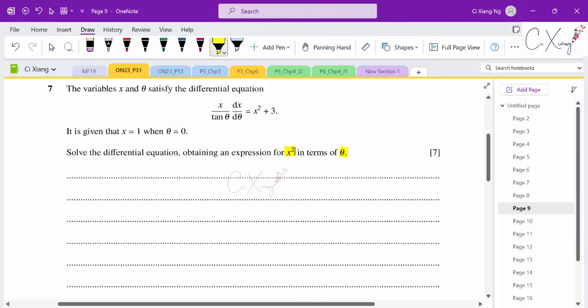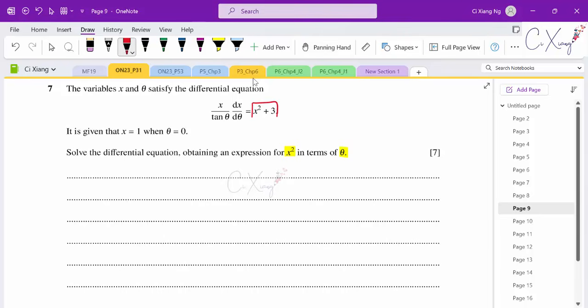To solve a differential equation in our syllabus, basically you can separate the variables. I want to group all the x at one side, all the theta at the other side. So what I'm going to do now is move the x squared plus 3 to become the denominator here, and bring the tangent theta and the d theta to the right hand side.